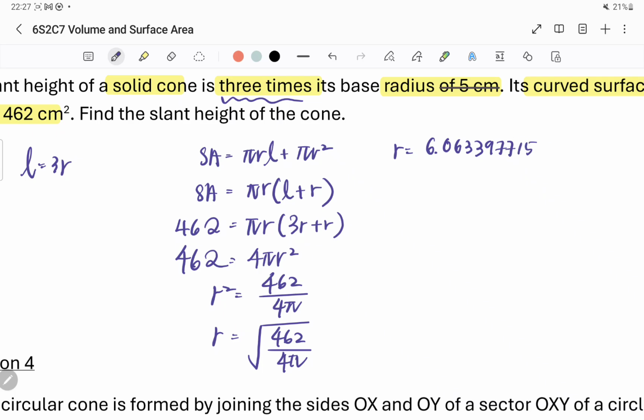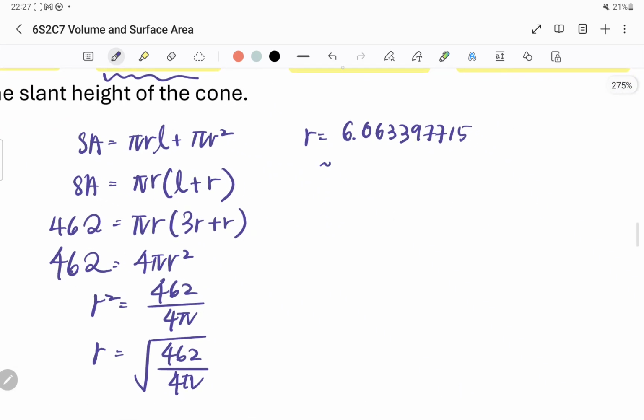But actually you don't have to. You just write 5 decimal places. You can change, but you don't have to change also, because this is not your answer, right? This is the radius only. So save your answer in your calculator.